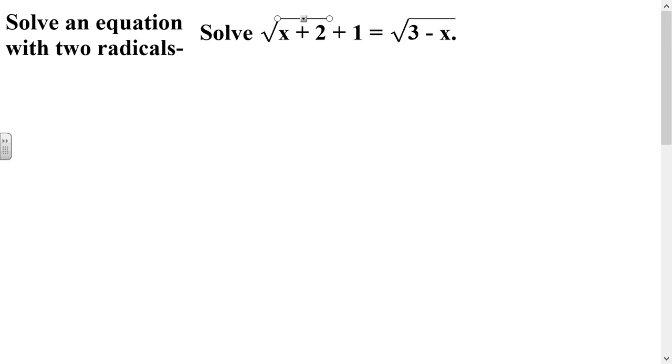Okay? Now we're going to solve an equation with radicals on both sides. On this one, I have radicals on both sides, and I can't necessarily cancel out this negative 1 because then I would just be moving it to the other side, and it would still be outside the radical.